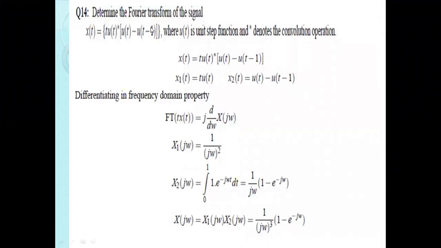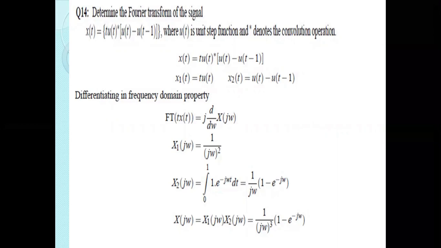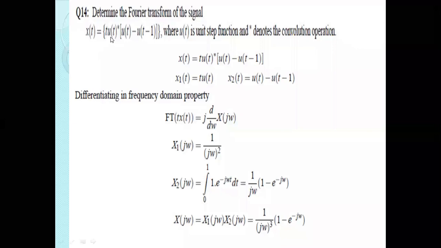So, determine the Fourier transformation of x of t is equal to t into mu of t, with the convolution of mu of t minus mu of t minus 1, where mu of t is a step function, and the asterisk, the star here, denotes the convolution operation.